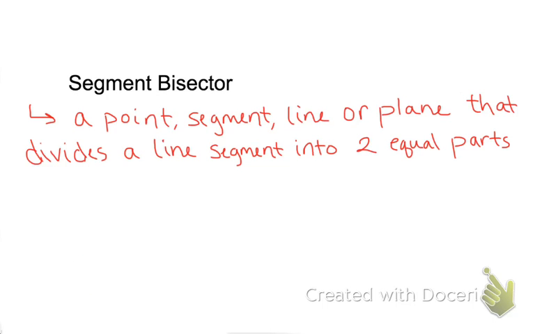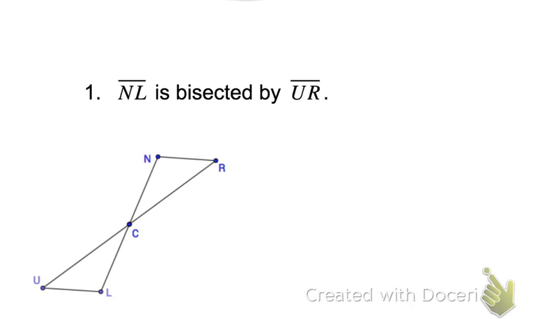Now we're going to talk about a segment bisector, and this is a point, segment, line, or plane that divides a line segment into two equal parts. Number 1, segment NL is bisected by segment UR. So remember, bisect means it cuts it in half.